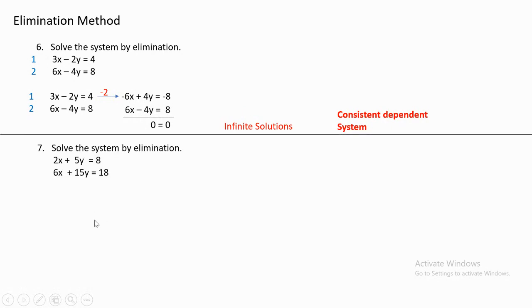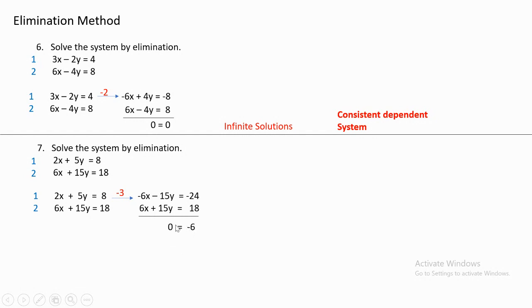Okay, now number 7. Again, we're going to solve it by the elimination method. So again, we're going to try to cancel the x's, so I'm going to multiply equation 1 by negative 3. In this case, negative 3 times 2x will give me negative 6x. Negative 3 times 5y will give me negative 15y. Negative 3 times 8 will give me negative 24. Equation number 2 stays how it is. But here, we're going to get 0 equals negative 6, and that's not true.